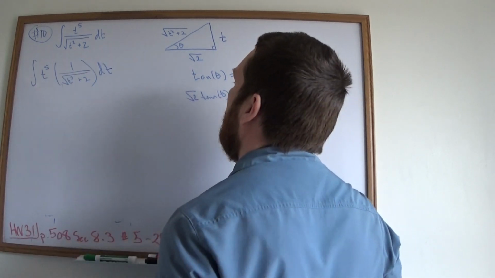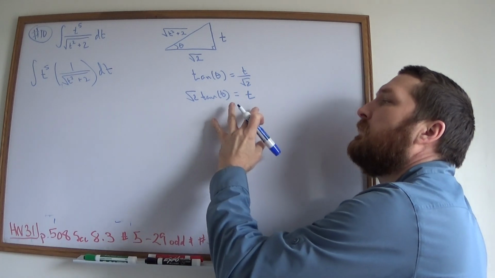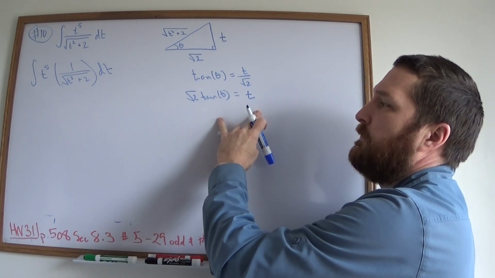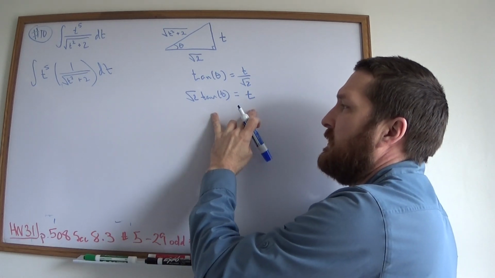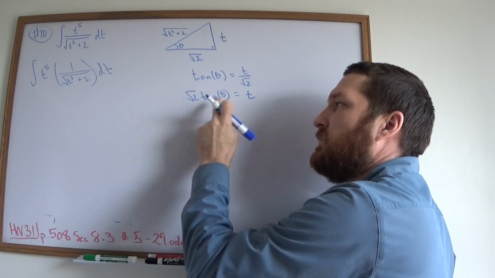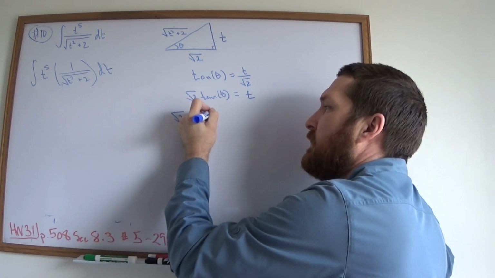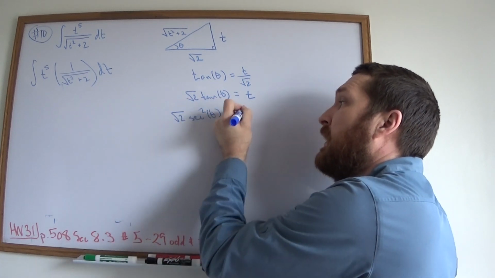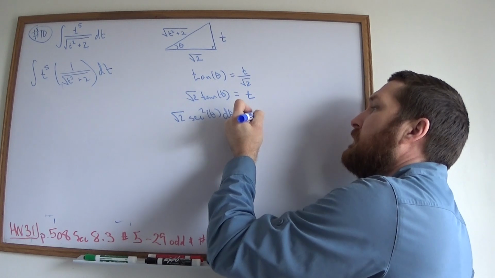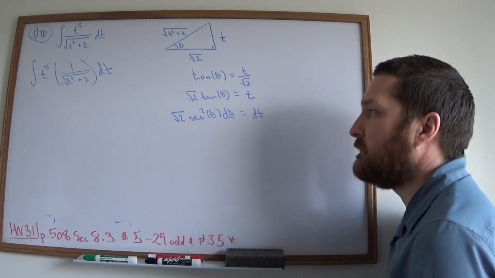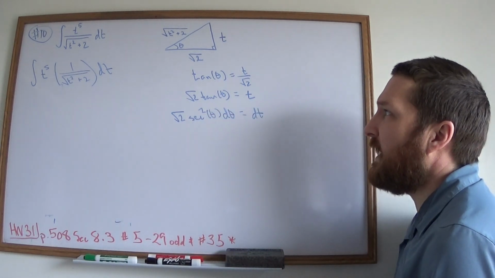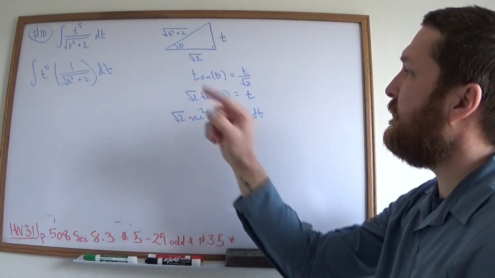And dt. Oh, we haven't got our dt yet. Okay, sorry. So, take the derivative of this. Tangent goes to secant squared. So that's root 2 secant squared theta d theta. Don't forget your d theta. Derivative of t is just dt. There we go. Okay, now t to the 5th.